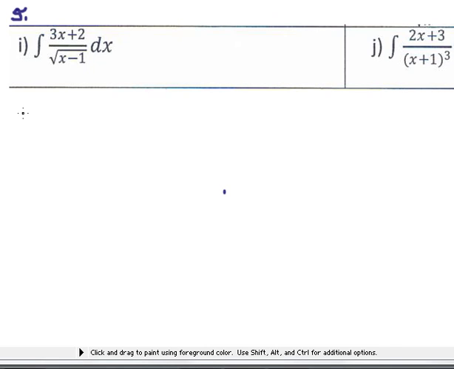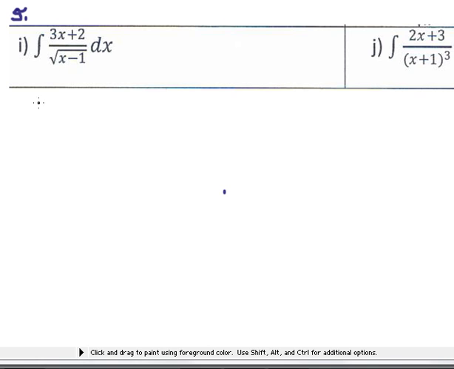Okay, let's look at question 5I. This is also u substitution, but this is the second type of u substitution because the inner function, what's underneath the square root, is a linear function in x. That is, x appears only to the exponent 1. And the derivative of this inner function is just 1.